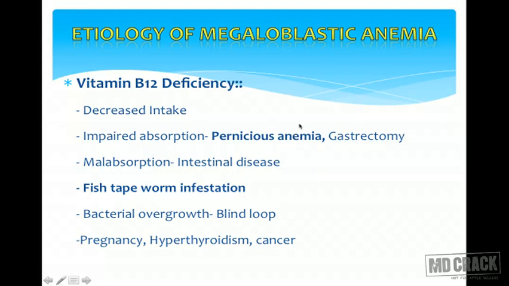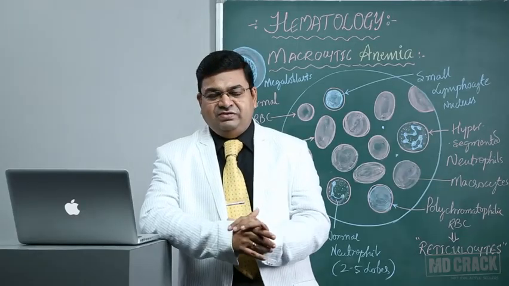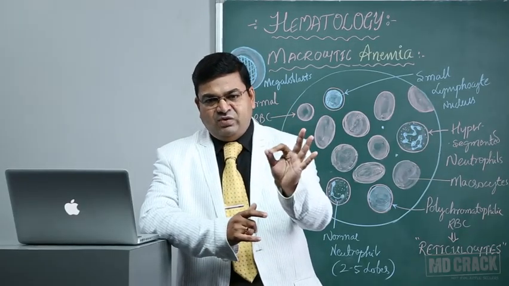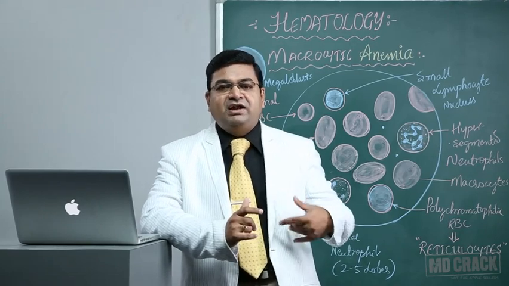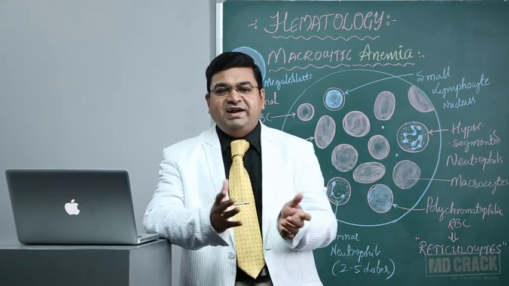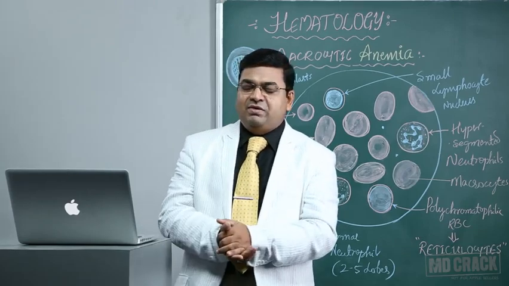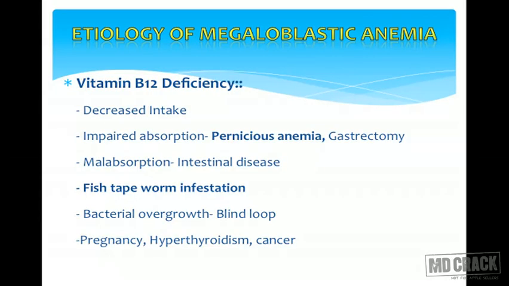One of the important causes is pernicious anemia. What is this pernicious anemia? These patients will have circulating anti-intrinsic factor antibodies, or these patients have no secretion of intrinsic factor itself. So remember, intrinsic factor is required for proper absorption of vitamin B12 from the enterocytes of the ileum. If that is not there, these patients will develop megaloblastic anemia.